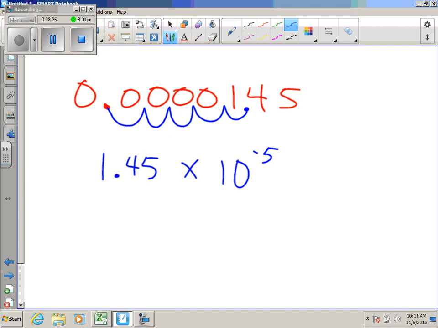Okay, so if it's a really small one, if you have to move your decimal to the left, it's going to be negative. Otherwise it's positive. Positive means you're going to go 5 places after it this way, if it was a regular 5.